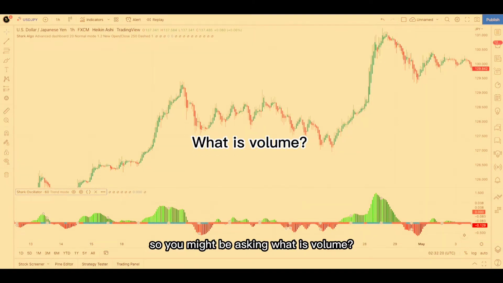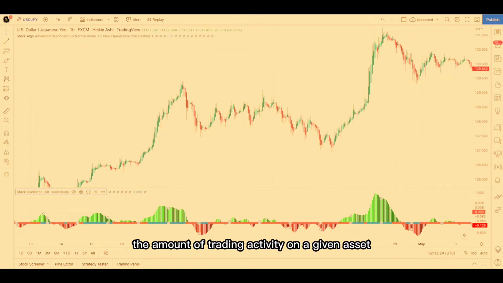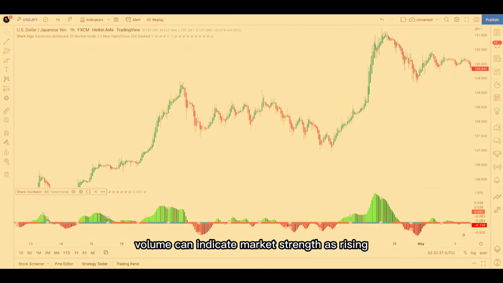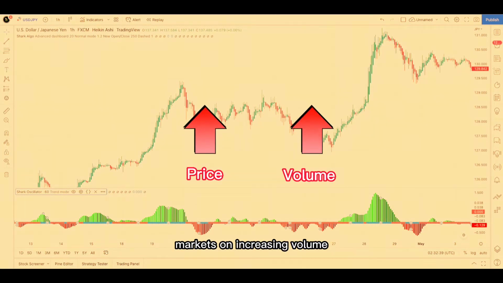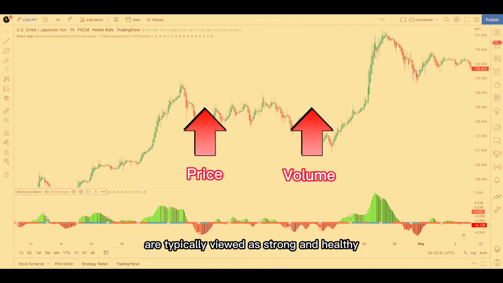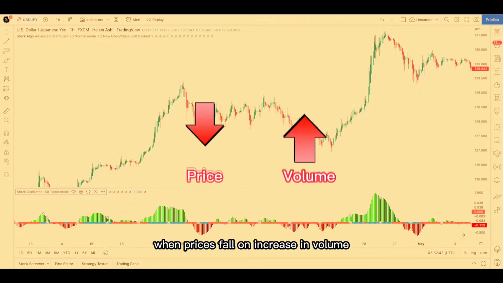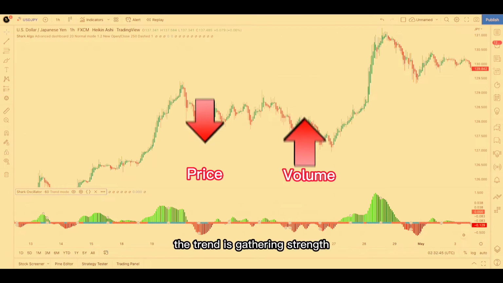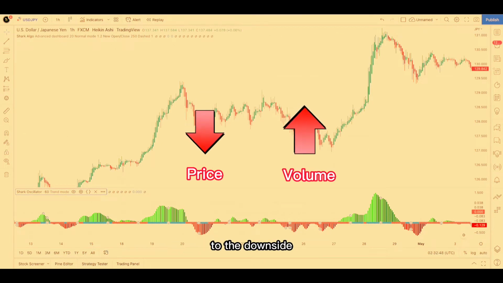So you might be asking, what is volume? The trading volume is basically the amount of trading activity on a given asset. You can view trading volume as a measure to see how much a given asset has traded in a period of time. It's essentially showing you how frequently the asset is changing hands. Volume can indicate market strength, as rising markets on increasing volume are typically viewed as strong and healthy. When prices fall on increasing volume, the trend is gathering strength to the downside.